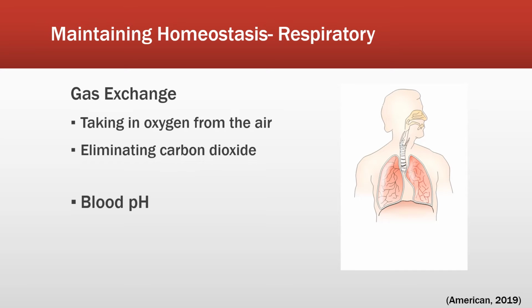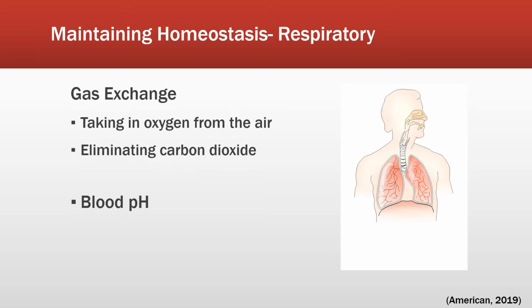There are two ways the respiratory system aids in maintaining homeostasis. The first is through gas exchange. This is when there is an exchange of oxygen and carbon dioxide across the respiratory membrane between the air in the alveoli and the blood of the pulmonary capillaries.